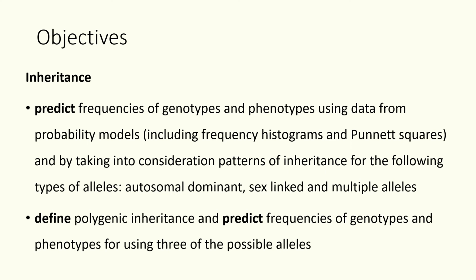So the first one is predicting frequencies of genotypes and phenotypes using data from probability models by taking into consideration patterns of inheritance. Effectively, what it's asking is, can you construct and use a Punnett square in order to determine the likelihood of those genotypes and phenotypes from Mendelian genetics with autosomal dominant, sex-linked traits, and multiple traits, multiple alleles as well. We will also look at instances of codominance and incomplete dominance as well.